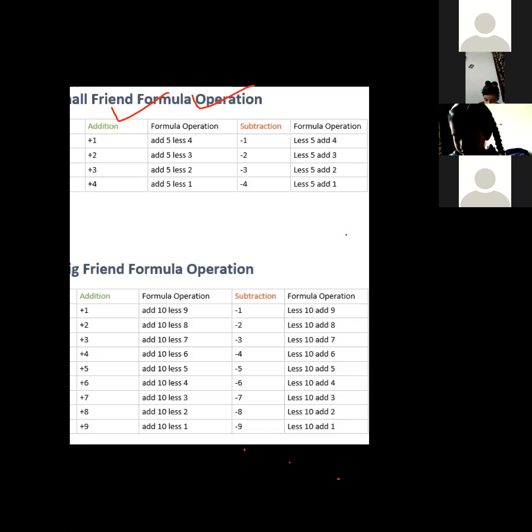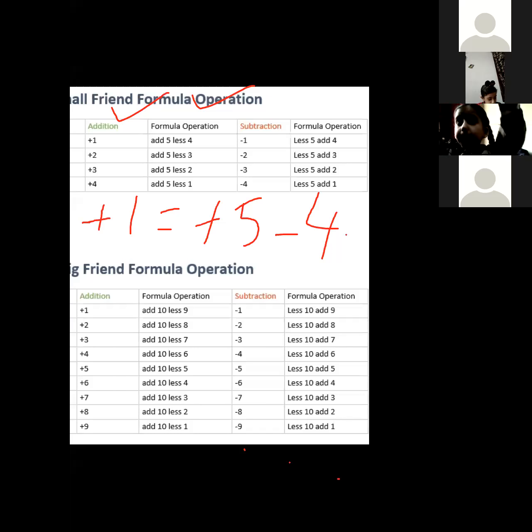I'll just explain. It is written in the long form. This is +1 equal to +5, less means -4. You should remember this: +1 is equal to +5. Here it is written add 5, less means -4. Whatever they have said, I have written here with this red ink. So the formula of +1 is equal to +5 -4. After calculating 5 -4, you will get 1.